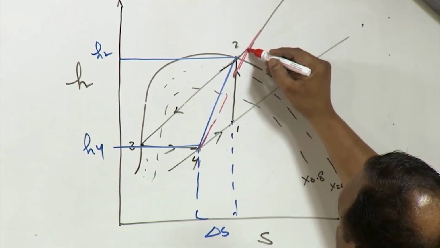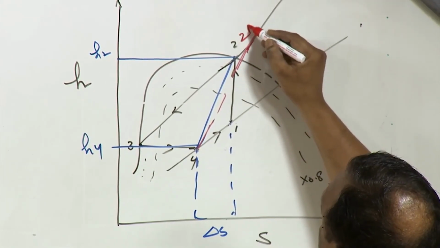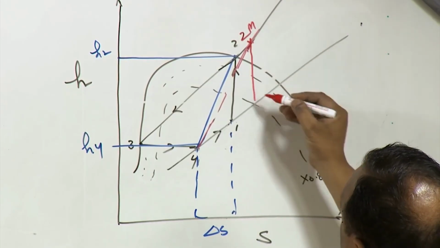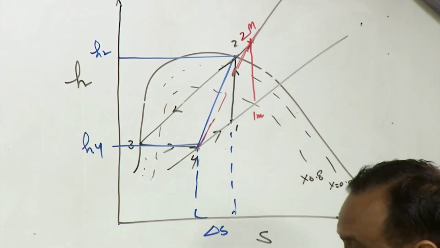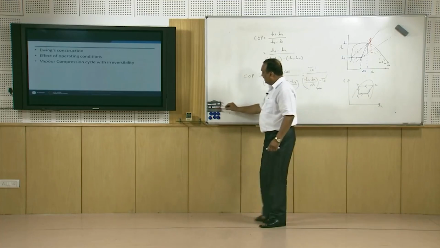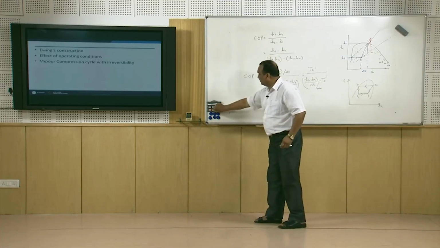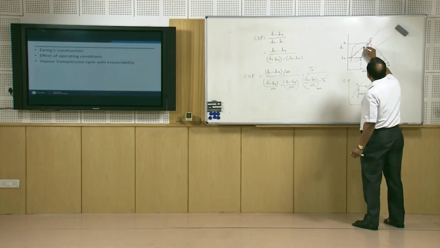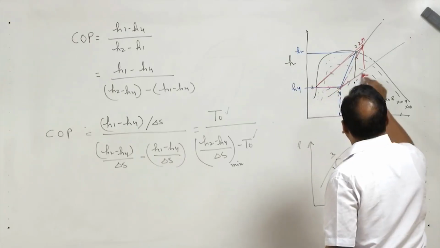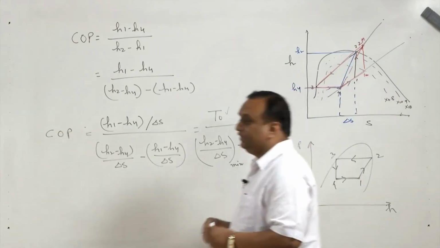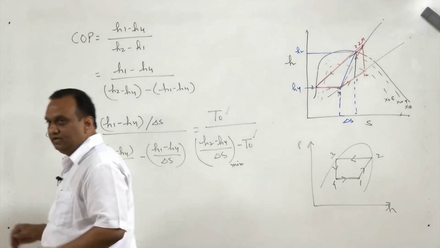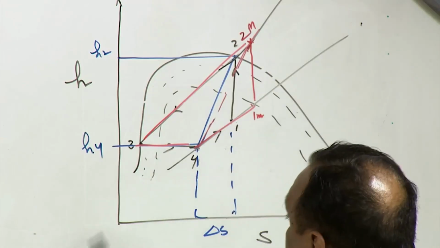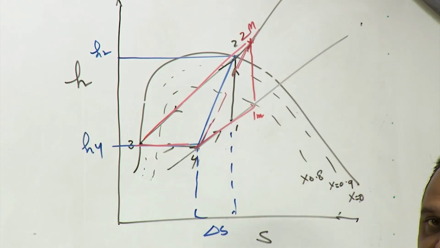If we draw a tangent from here, then this point, let us say 2m, and then we draw a vertical from here, this is 1m. Now, process 1m to 2m, if we adopt the cycle or modify the cycle as 1m, 2m and then 3 and then 4 and then 1m, this cycle will give the highest COP. Reason being, H2 minus H4 divided by delta S is minimum in this case.